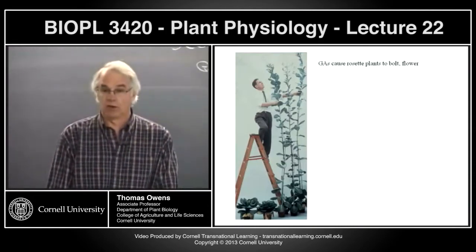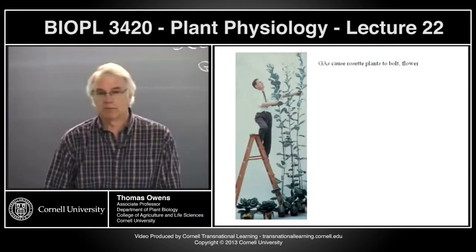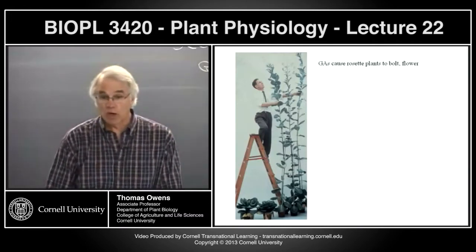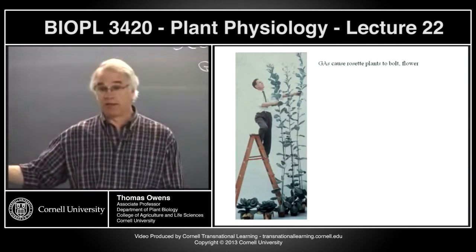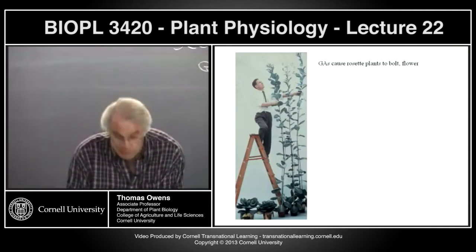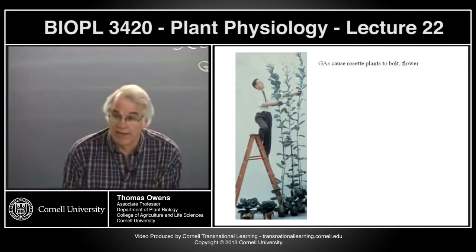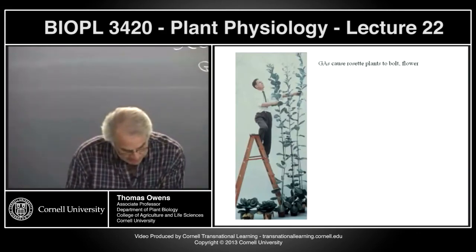So if you want your cabbage plants to flower in short days, you spray some gibberellins on them and they flower. Right? Normally, cabbage plants require long days to flower. So from an agronomic perspective, it can be used to stimulate flowering in some types of plants. But don't read that as meaning gibberellins control flowering, because that is not the case.